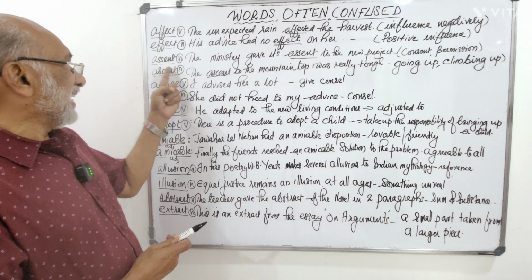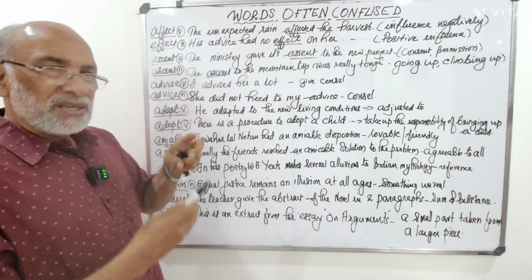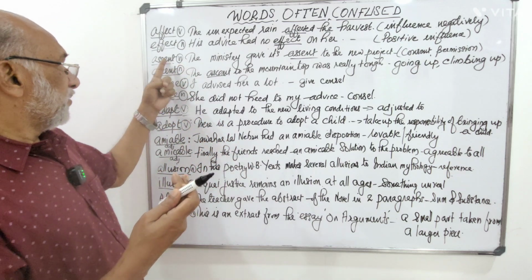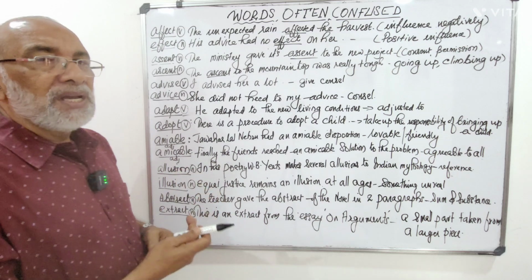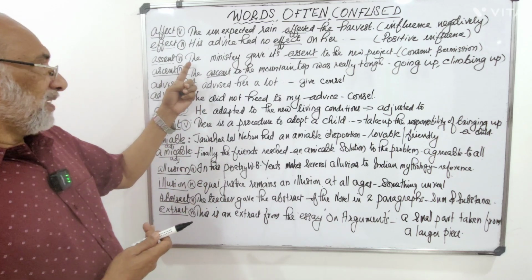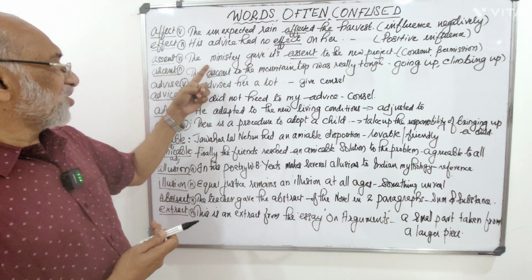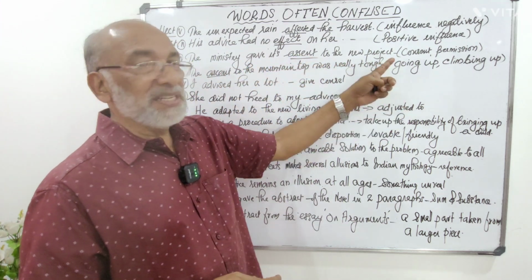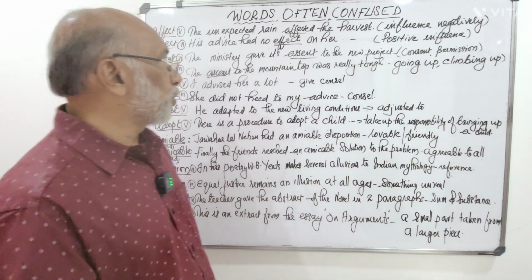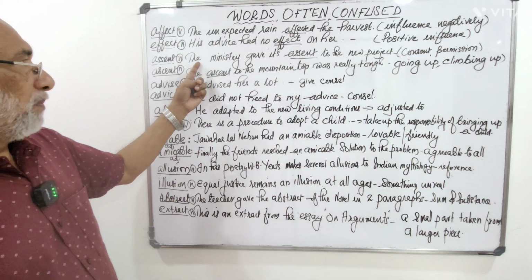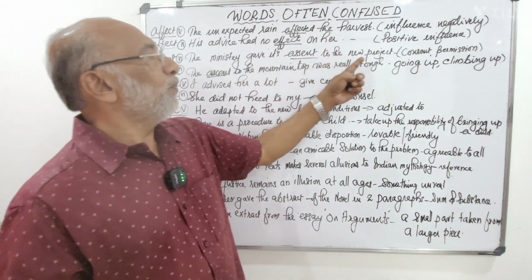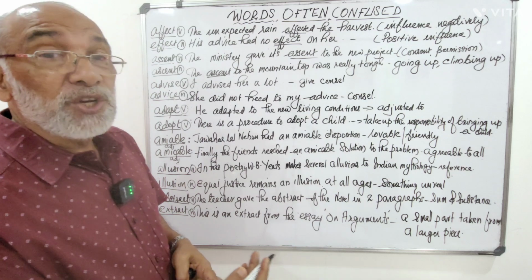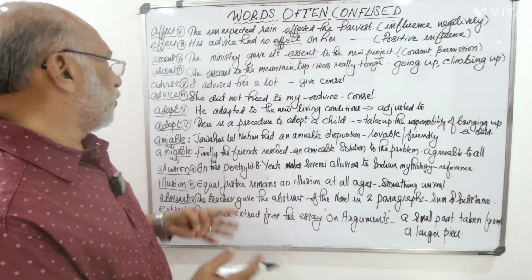Next pair is assent and ascent. Pronunciation is almost the same, no difference. Both are nouns. The first word assent can be used as a verb as well. First, let's consider the sentence here. The ministry gave its assent to the new project. That means gave its consent or permission to the new project. The ministry assented to the new project. It can be said in that way, no issue.